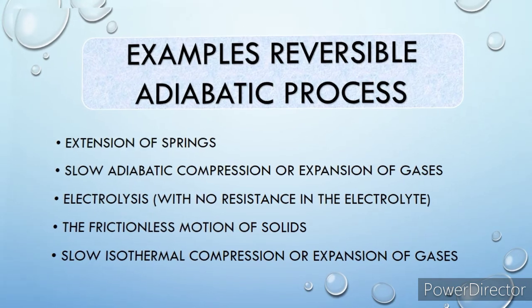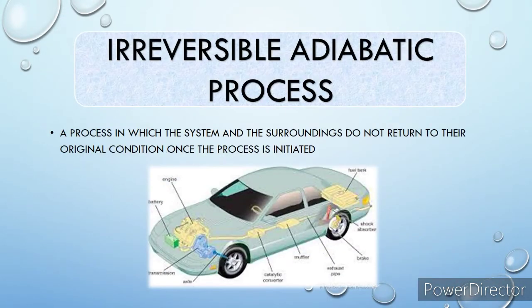Next, we have the irreversible adiabatic process. This is a process in which the system and the surroundings do not return to their original condition once the process is initiated. So this is actually the opposite of the reversible adiabatic process.